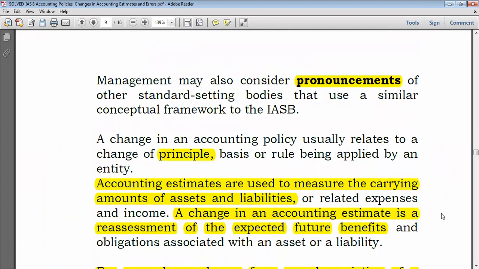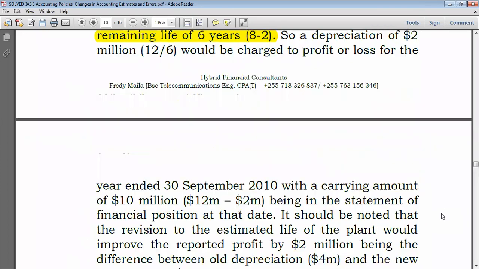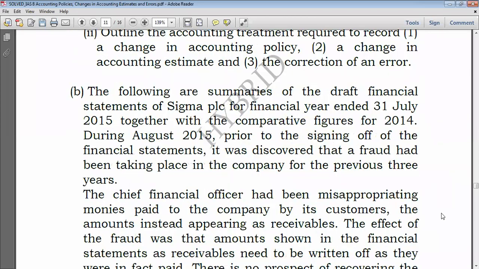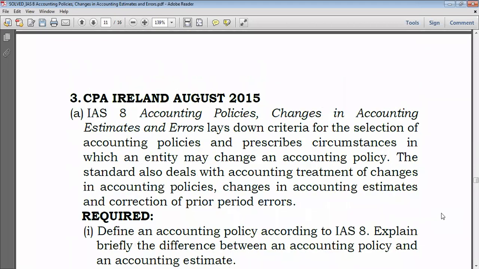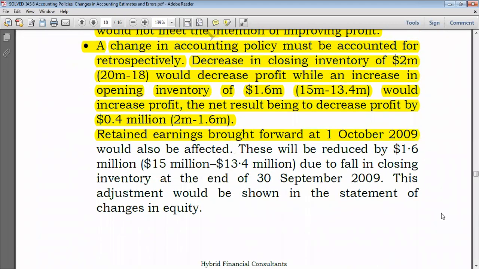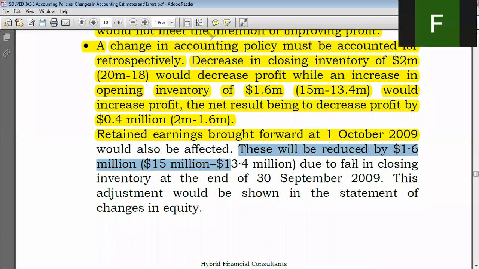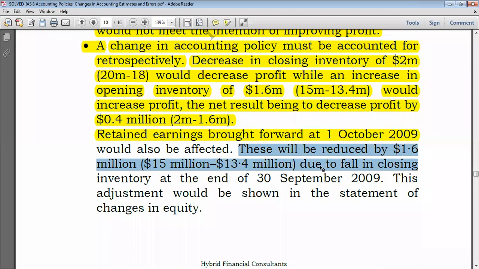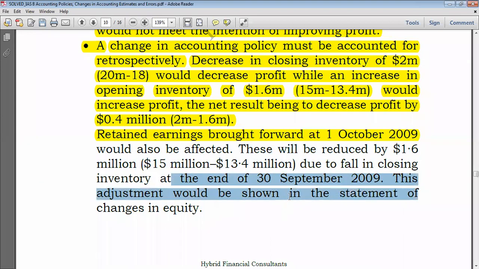So closing inventory should have decreased by that amount. That's why we'll have to go and adjust the opening balance of retained earnings. Here we are told these retained earnings will be reduced by 1.6 due to the fall in closing inventory at the end of 30 September 2009, and this adjustment would be shown in the statement of changes in equity.